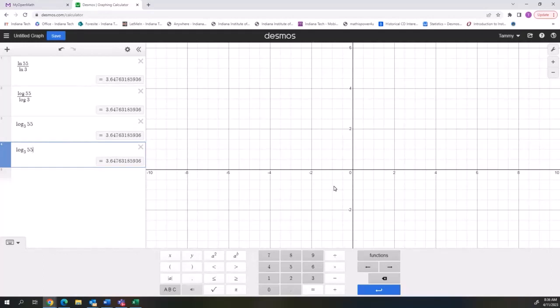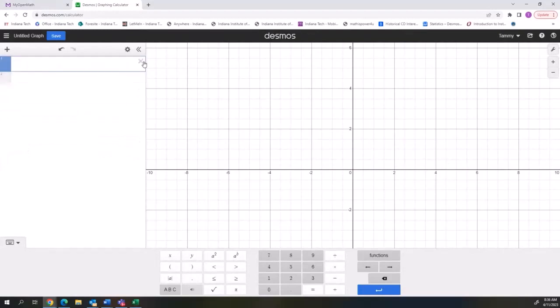We'll do that one more time. I just like to show you more than once. So the other one I was going to do is log base 4 of 811. So I could do log underscore 4 of 811.